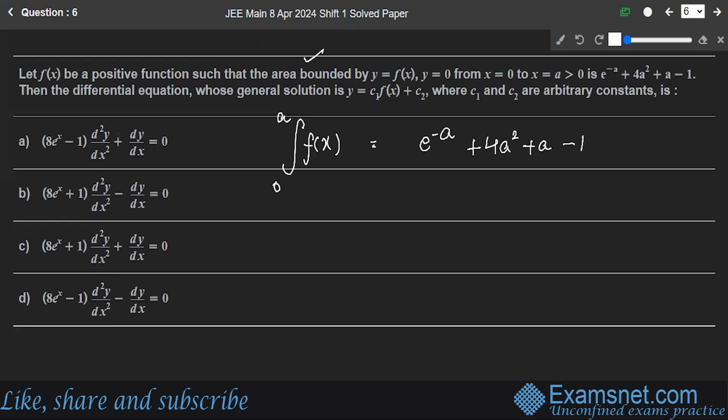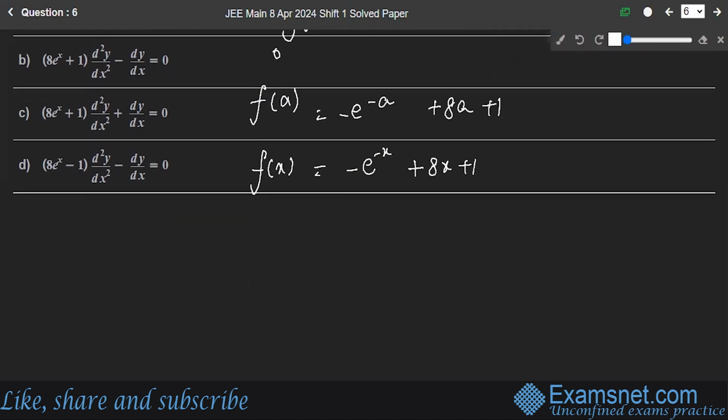So now differentiating both sides with respect to a, this will give me f of a is equal to minus of this and plus 8a plus 1, right? If I change it into x, this will be minus e raised to power minus x plus 8x plus 1. Let's find out the derivative. So you have f dash x is equal to e raised to power minus x plus 8.